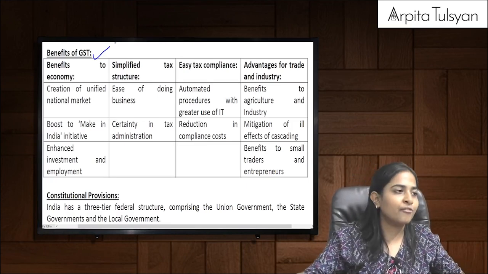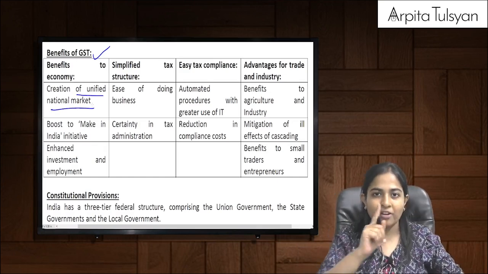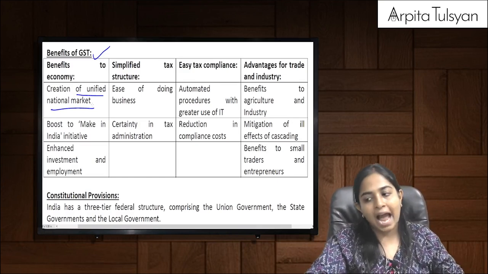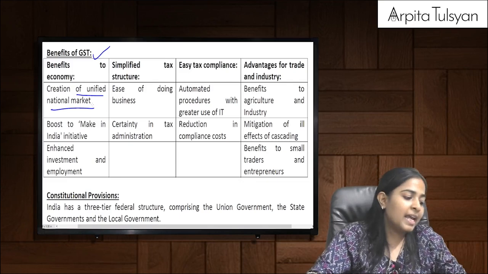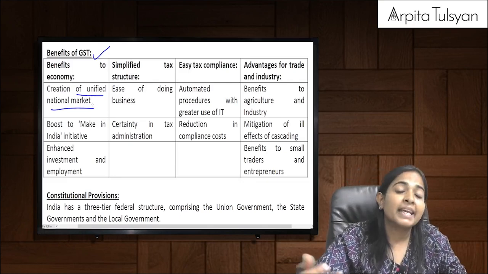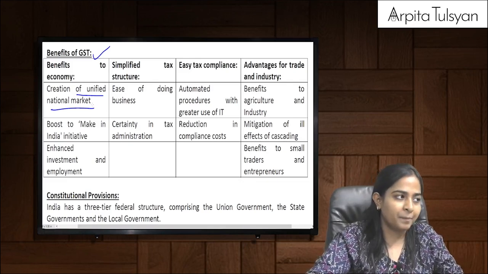So they have called it the creation of a unified national market. Okay, one nation, one market, one nation, one tax. That kind of a thing has happened here. So now there is no distortion. Even if you're selling the goods within your same state, or in another state, it doesn't matter. The same taxes, the same amount is payable.